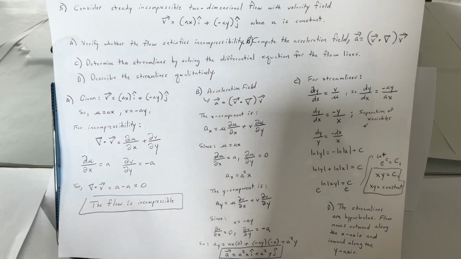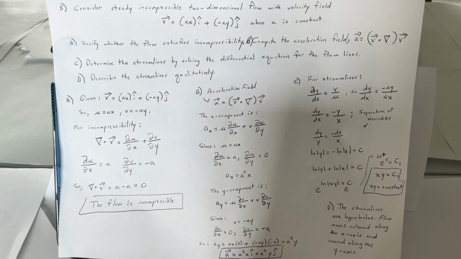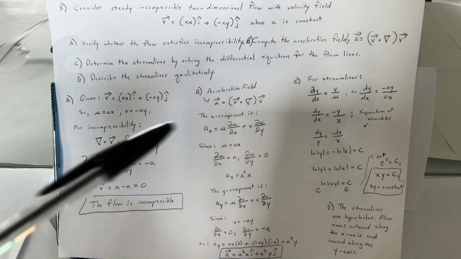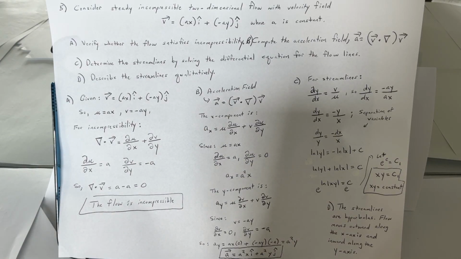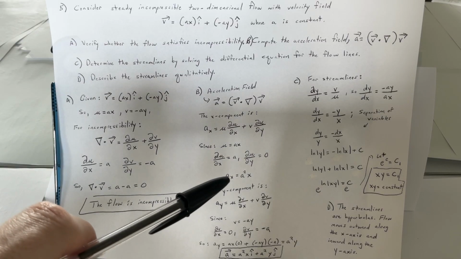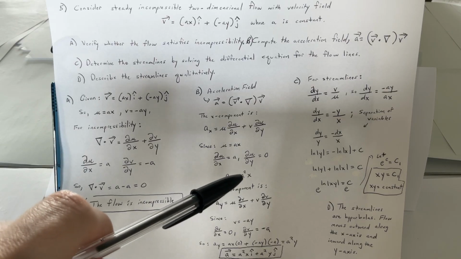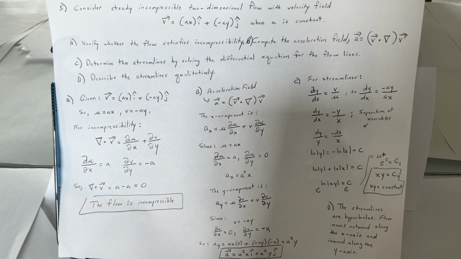Since u equals ax, we're going to get the partials here: du/dx equals a, and the partial du/dy equals 0. So here a sub x, that derivative, is a squared x.